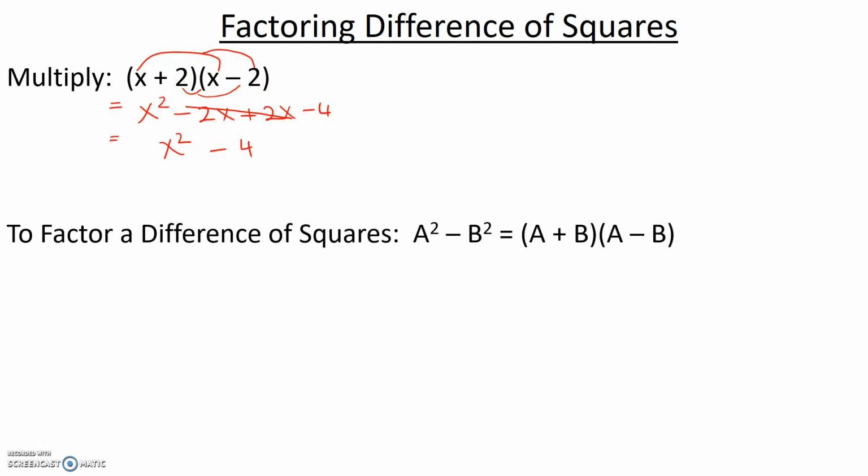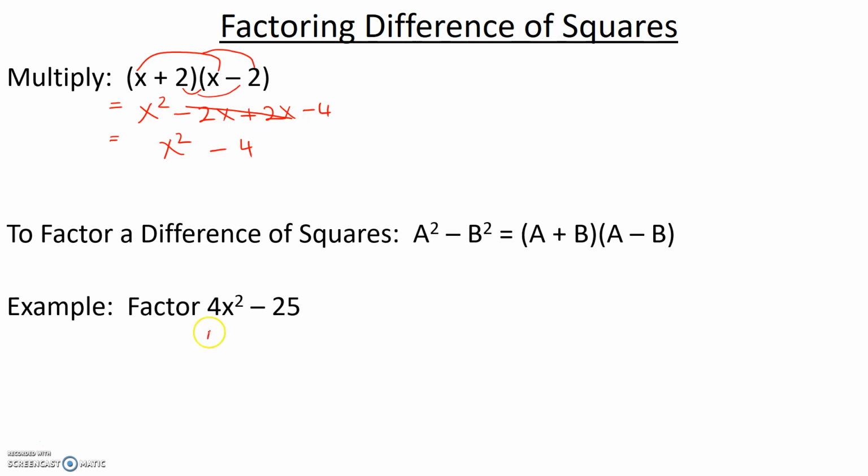So in general, when we have an expression in the form a squared minus b squared, which is a difference of two perfect squares, we can factor this as a plus b times a minus b. Just like x squared minus 4 could be factored as x plus 2 times x minus 2, where x is the square root of x squared and 2 is the square root of 4. Here's an example. Let's factor 4x to the second power minus 25.